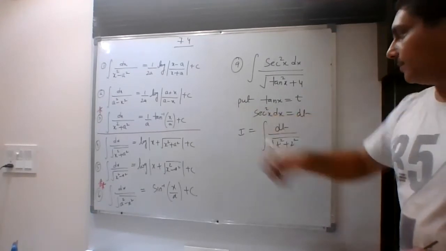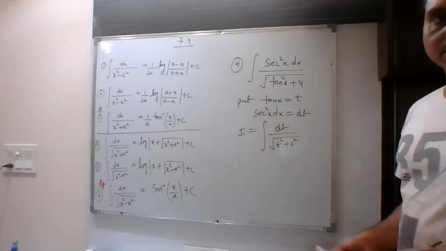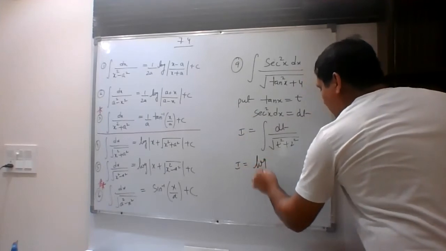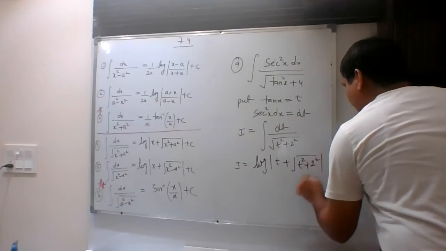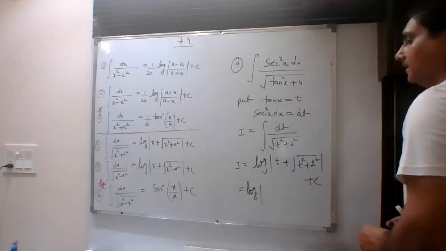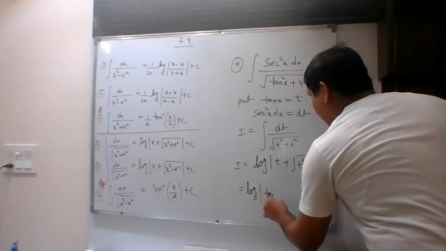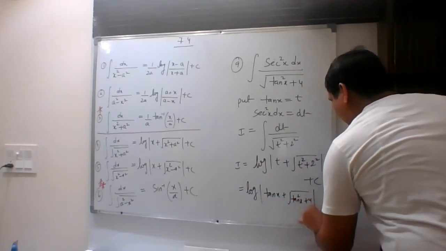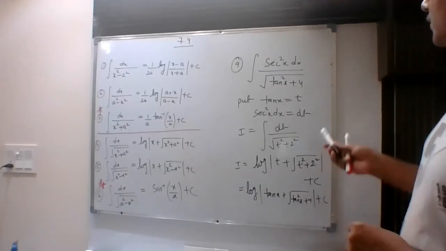Now just see which formula you can apply. You can see the fourth formula is applicable over here. Just apply it. When you apply it, it will be log of t plus under the root of t square plus 2 square, plus c. Put the value of t. When you put the value of t, it will be log of tan x plus under the root of tan square x plus 4, plus c. This will be the final answer for the 9th question.